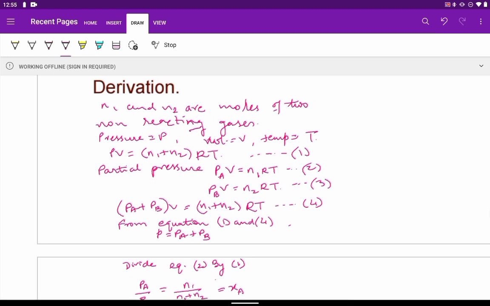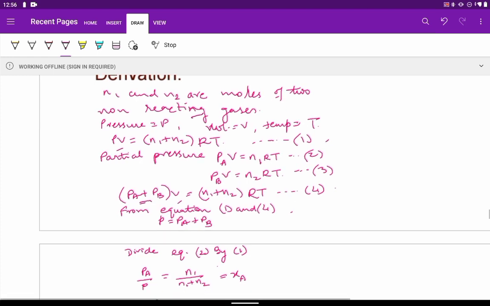From equation number 1 and 4, this is 1, this is 4, from these two, we get P is equal to PA plus PB, because other things are constant. (n1 plus n2) RT is on the right hand side, and V is there. Only then P equals PA plus PB.